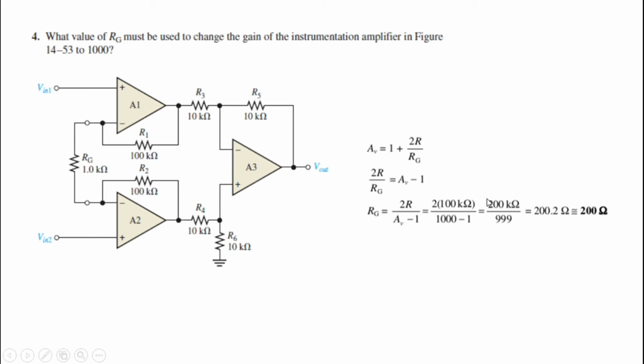So you'll be getting 200 kilo ohms upon 999, which is equal to 200.2 ohms, approximately 200 ohms. So your Rg needs to be approximately equal to 200 ohms. That's the solution for question number 4.